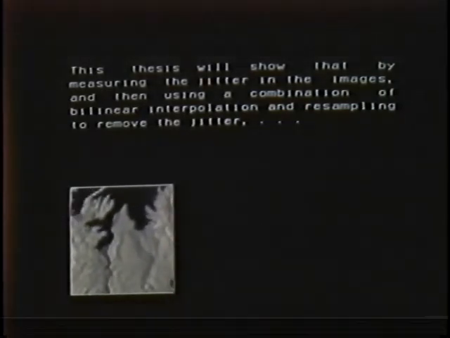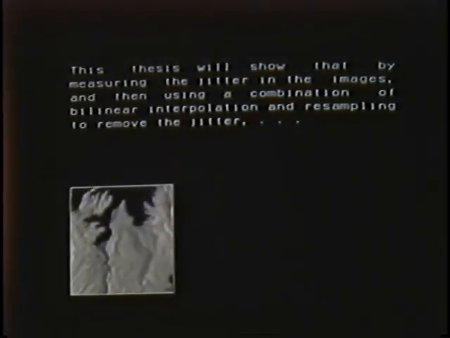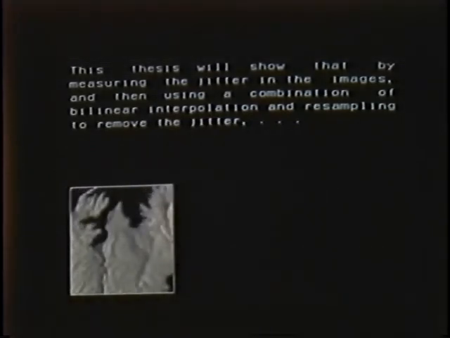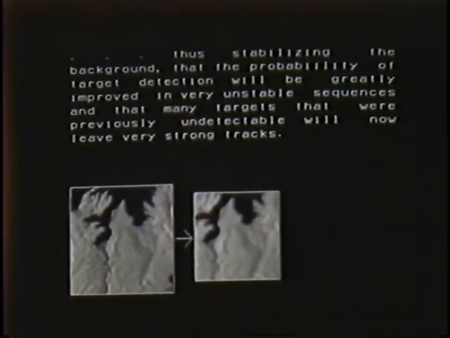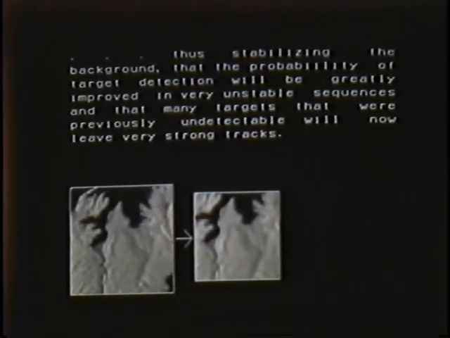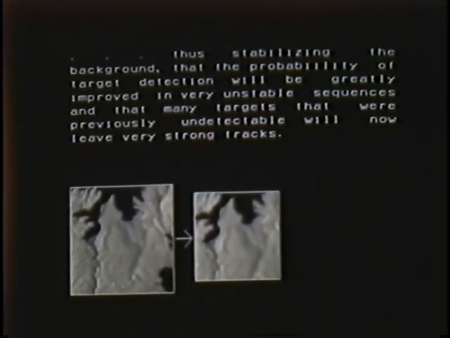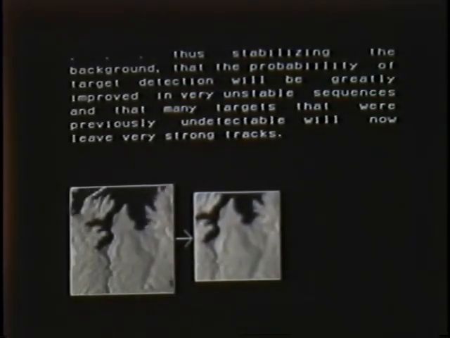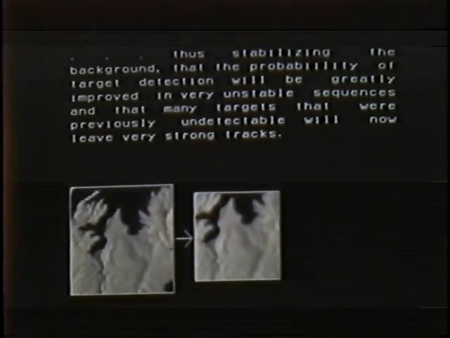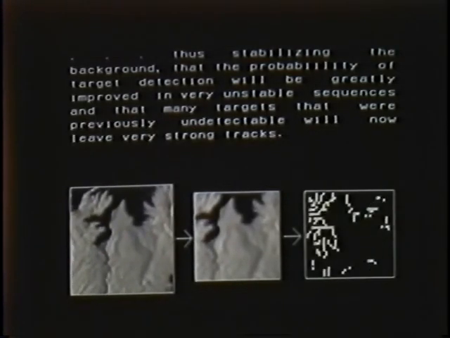This thesis will show that by measuring the jitter in the images and then using a combination of bilinear interpolation and resampling to remove the jitter, thus stabilizing the background, the probability of target detection will be greatly improved in very unstable sequences, and that many targets that were previously undetectable will now leave very strong tracks.